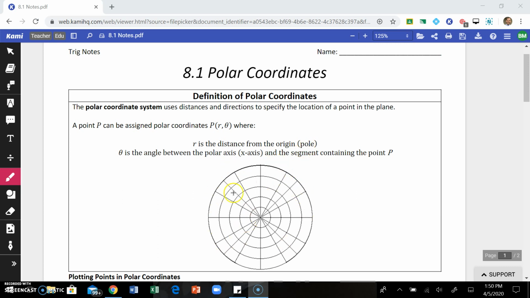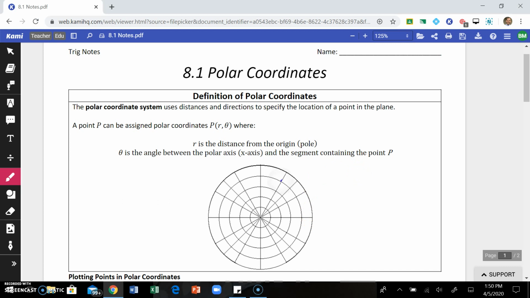So obviously, this looks a lot different than an xy coordinate plane. This should look familiar. It should look like the unit circle because we're going to use angles. But we have a bunch of these rings going out, and not just one circle. But again, r is going to be the distance from this center point to wherever that point is, and theta is going to be the angle between the x-axis, or in this system it's called the polar axis, which is just going to be straight out to the right.